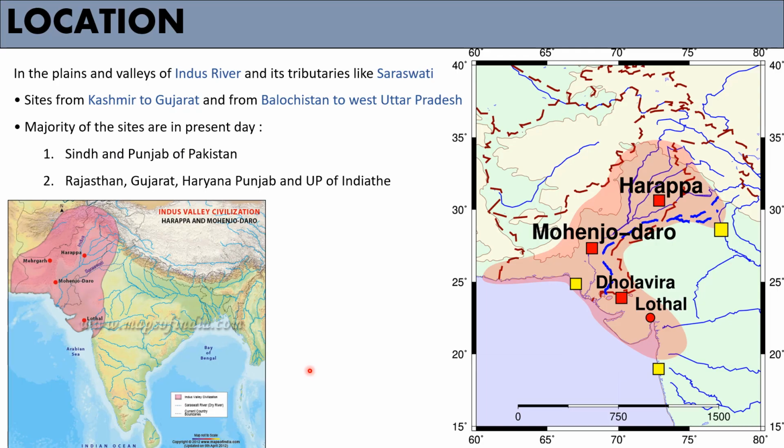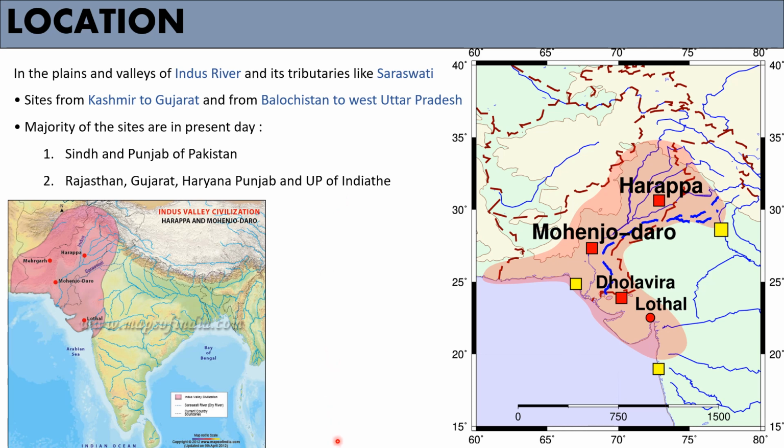When we talk about the location of the Indus Valley civilization, which was famously known as Harappan civilization, the area expanded across the adjoining areas of Pakistan and India, from as far north as Kashmir, the Gilgit-Baltistan area or Khyber Pakhtunkhwa of Pakistan, to as far south as the Maharashtra and Gujarat region, and as far west as the Balochistan region of Pakistan. The majority of sites are in present day Sindh and Punjab of Pakistan, and Rajasthan, Gujarat, Haryana, Punjab and UP of India.